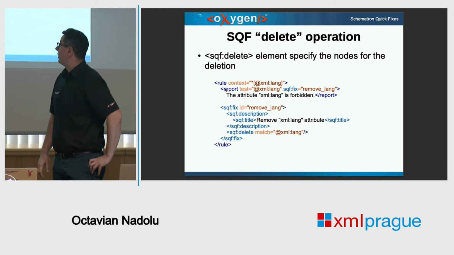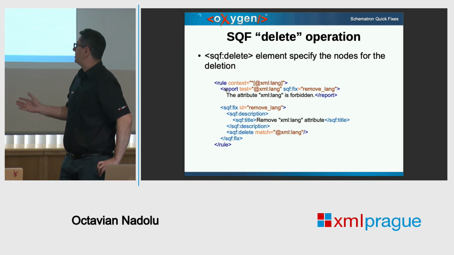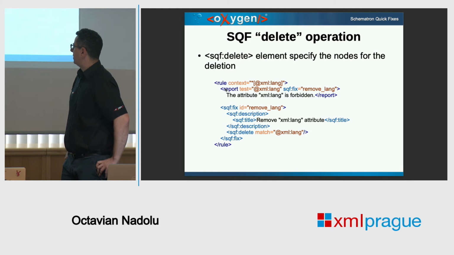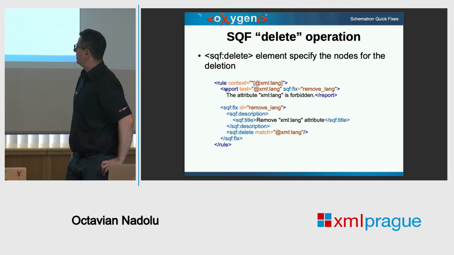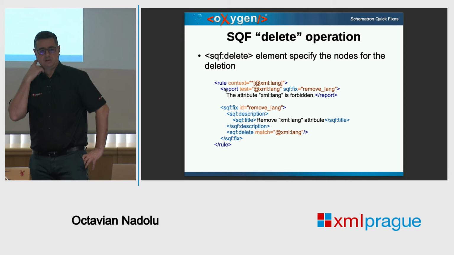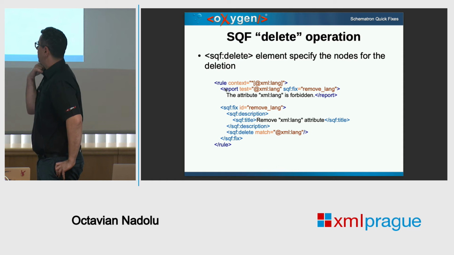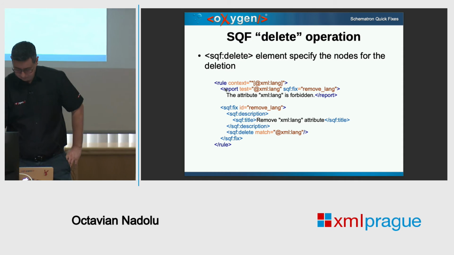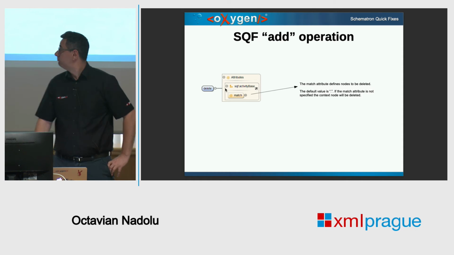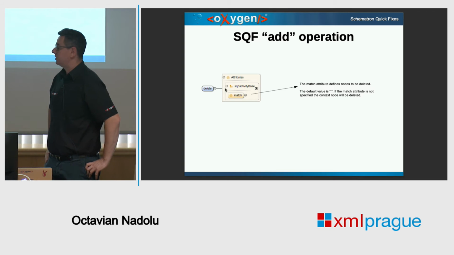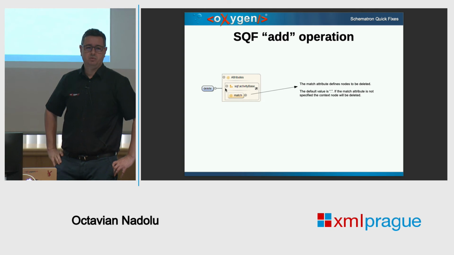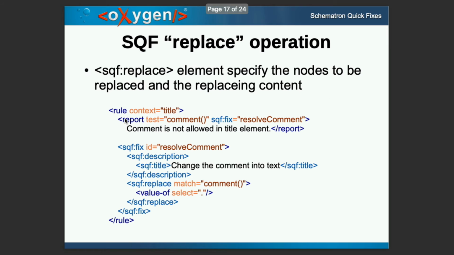Then there is the delete operation, and it has a similar structure, and also here you specify what you want to delete. The context of the operation is also the context of the rule, and in my case, I specify here that I want to delete the xml:lang attribute. You can change the context using this match attribute. The structure of the delete operation is very simple, it has only this match attribute, so you just specify what you want to delete.